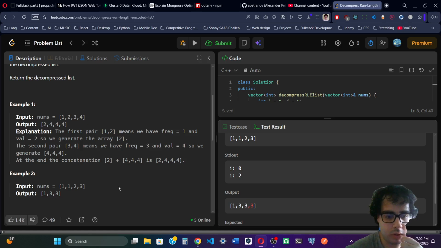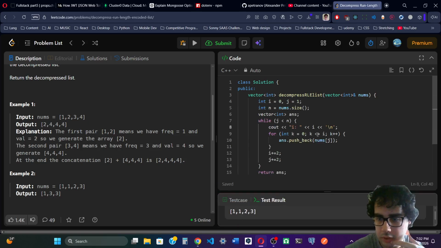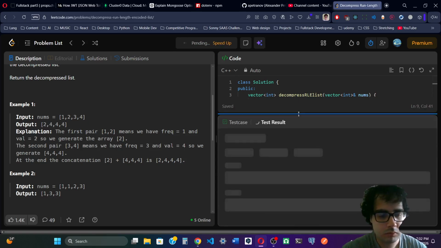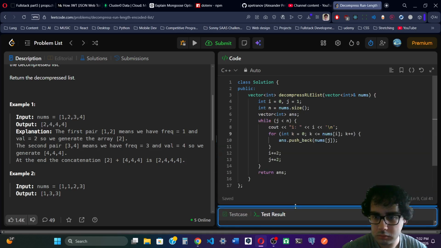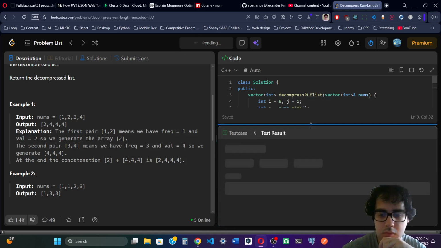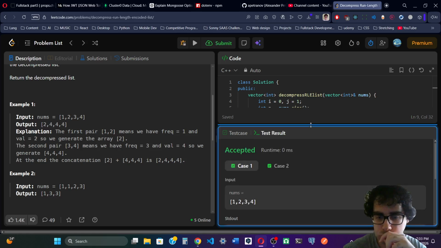Okay, 1 1 is good. Okay, no, actually 1 1. Oh, it actually has to be nums of I. Nums of I. Now let's do equal to less than. Okay, there we go.